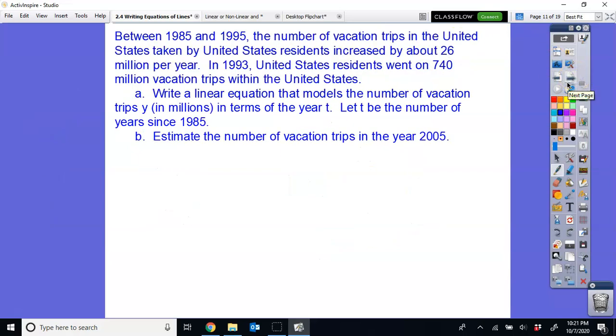All right, here's an example of this in a word problem. So take a minute, pause the video, and read the word problem.